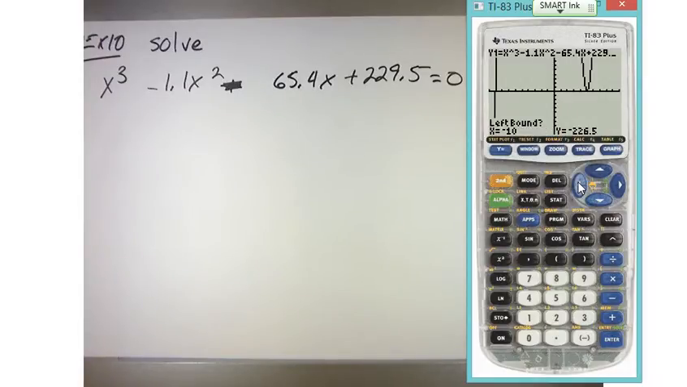Oh man, that's crazy. Do you guys see it at all? I don't see it at all on the graph. So how do we figure where it is? This is a hard one. Zoom. Zoom where?